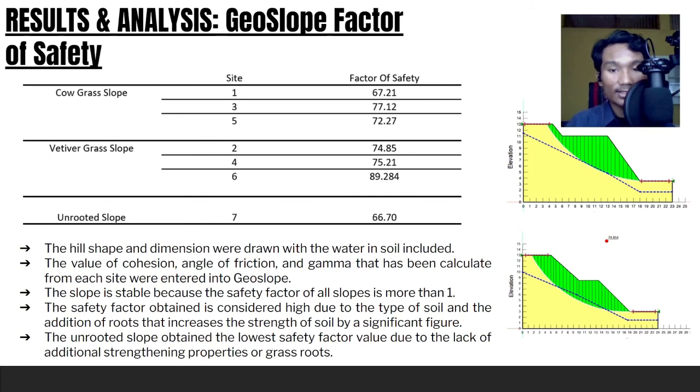The highest factor of safety value obtained is 89.284, from slope 6, which is the vetiver grass slope. The lowest value is slope 7, which is the unrooted slope, and the factor of safety we obtained was 66.7. So that's all for me.